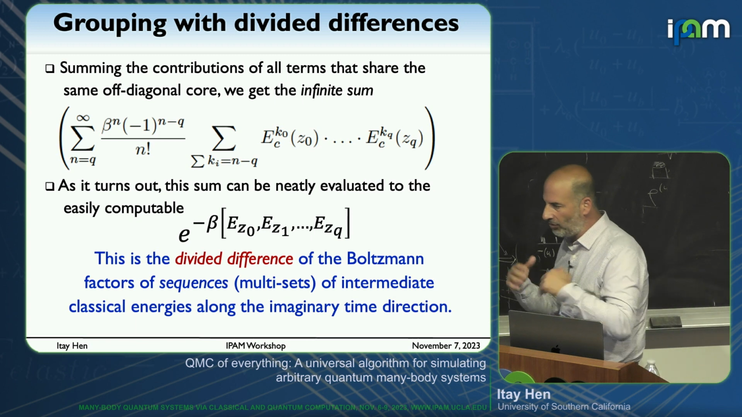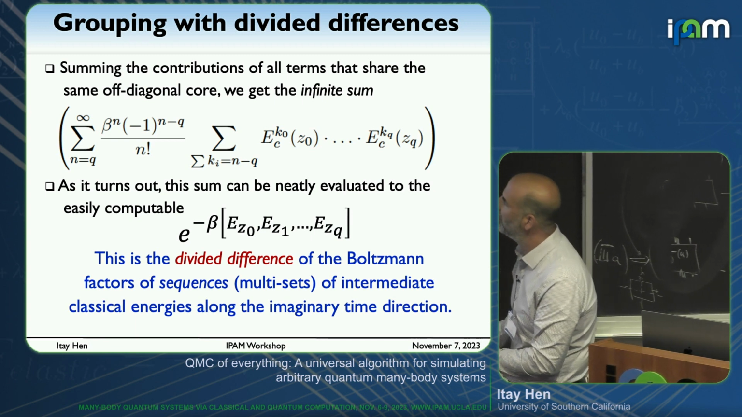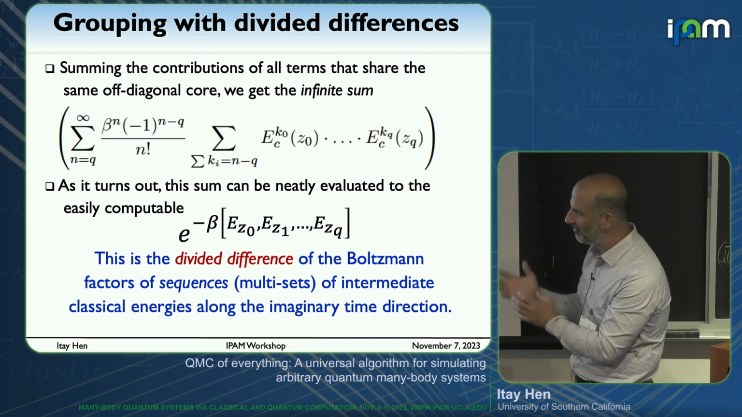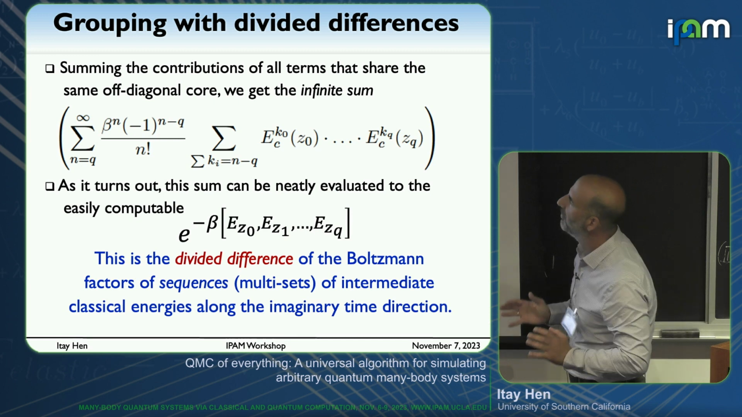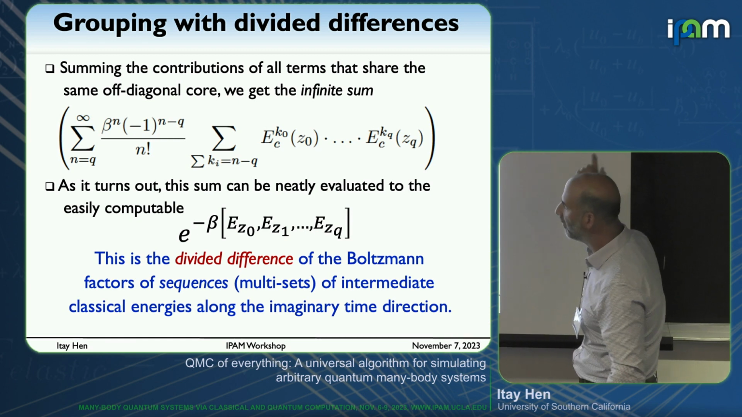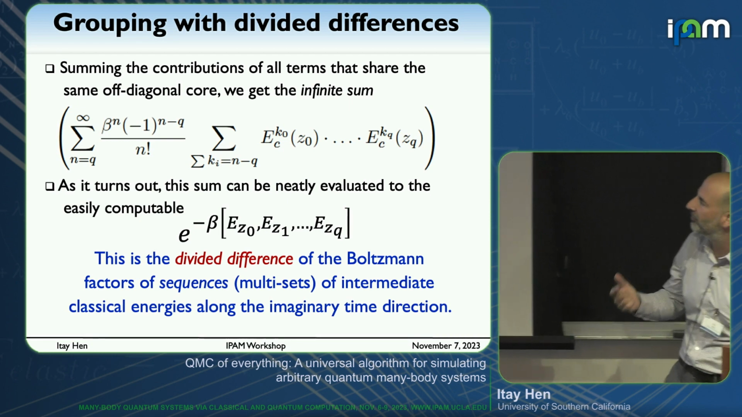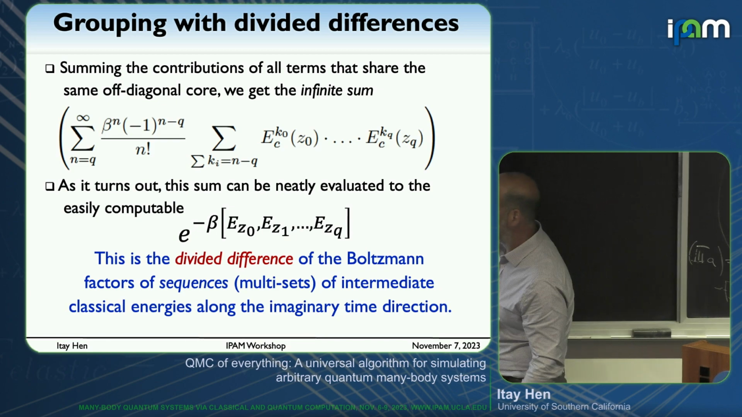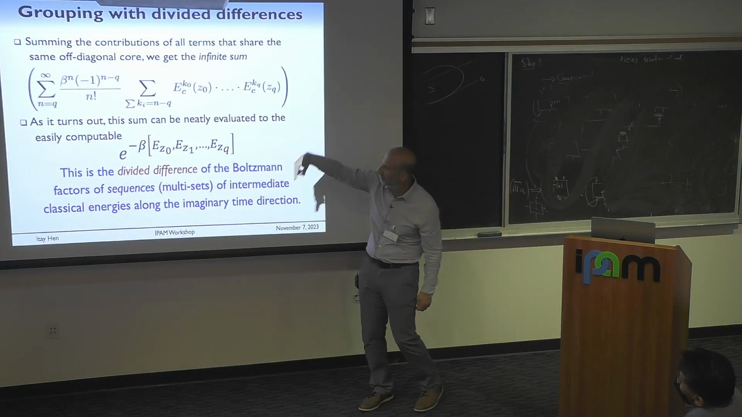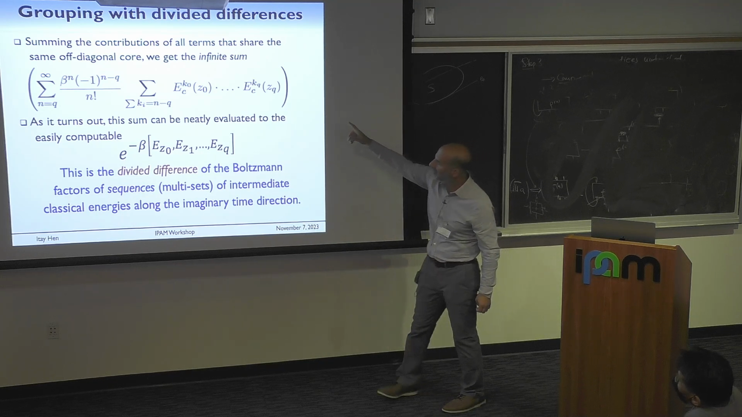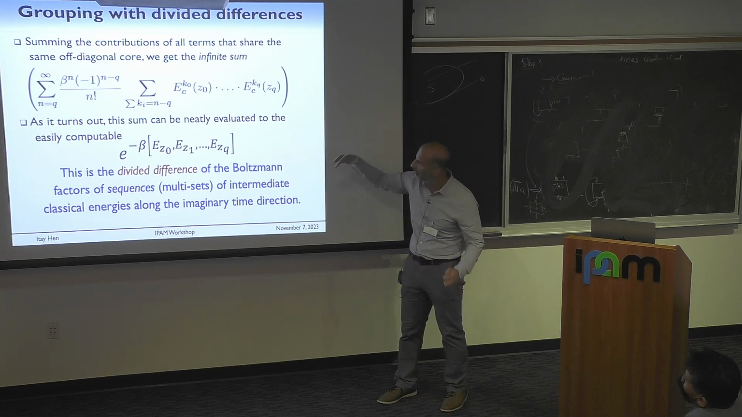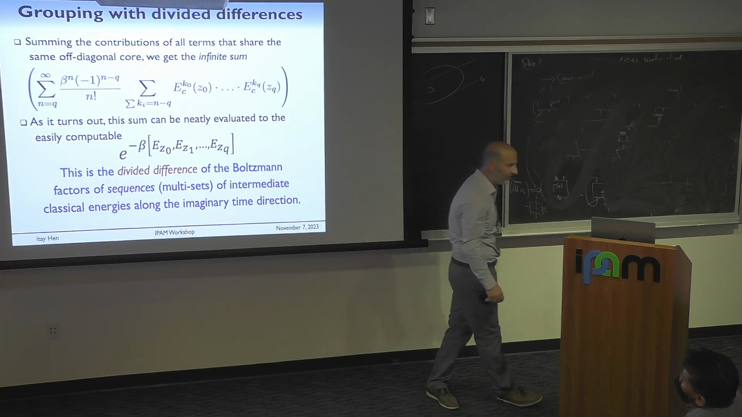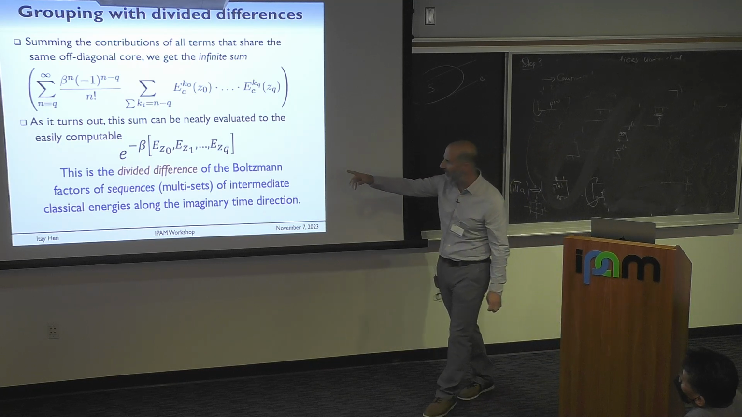And now I want to go back to the question that I was asked: what do you do with all those terms? Do you have to truncate? I'm not going to show it because it's just a couple pages of algebra. But if you take all the contributions, all those constants for all those powers that have the same off-diagonal core, and there are infinitely many of those because you need to run over all the powers, then it turns out that you can neatly compress them into something that is called the divided difference of the function e to the minus beta h.